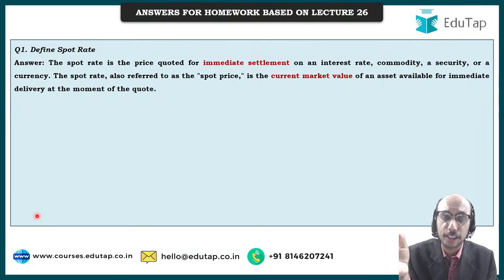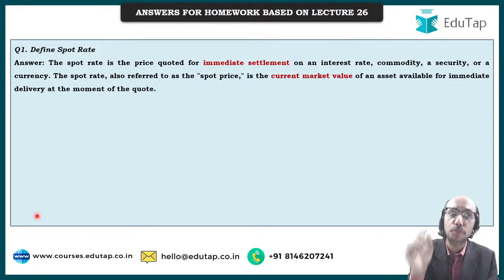Let us say that you are interested in buying gold immediately. Let us say that you are interested in buying silver immediately. Let us say that you are buying shares of Reliance Industries Limited immediately, right? So जो immediate settlement आज का तुरंत current का जो भाव है, current market value जो है, that is referred to as your spot price. Immediate delivery at the moment of the quote. भाव दिया, मैंने पैसा दिया, मेरे को माल मिल गया. That is the meaning of spot rate.